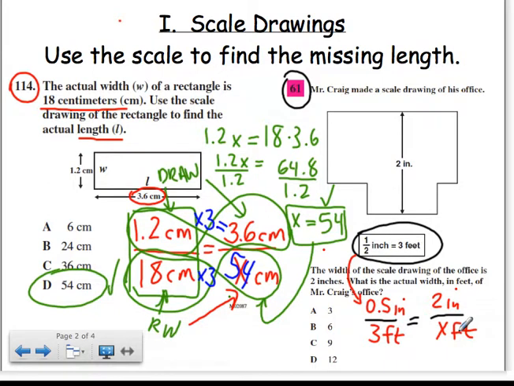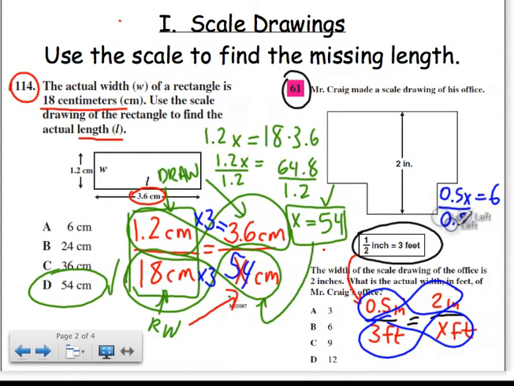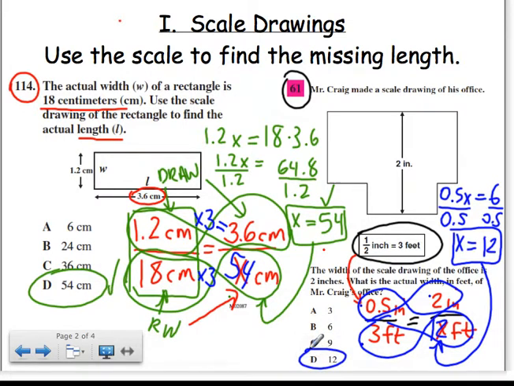A couple ways you could have done it. One is through cross multiplication. That's 0.5x equals 2 times 3, which is 6. If you divide by 0.5, divide by 0.5, it's actually going to get bigger. And x is equal to 12. And that should make sense if I put it back in the proportion. If 1/2 of an inch is 3 feet in the real world, that means 2 inches in the picture should be 12 feet. And so the answer you should have gotten would have been D.